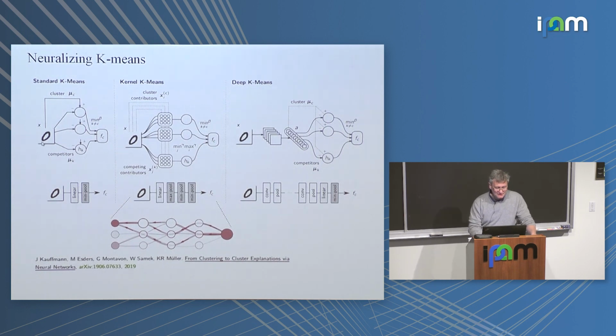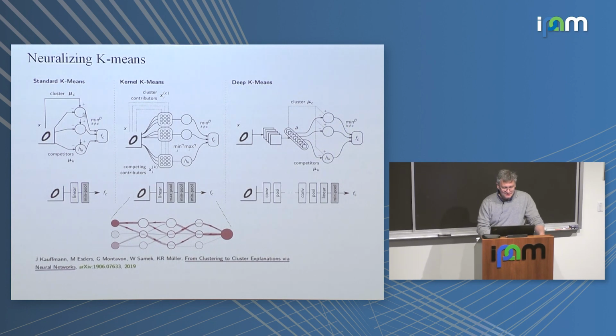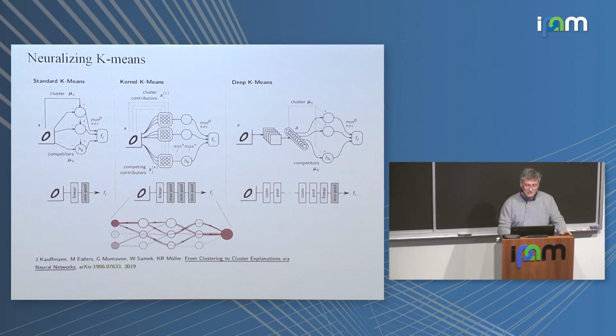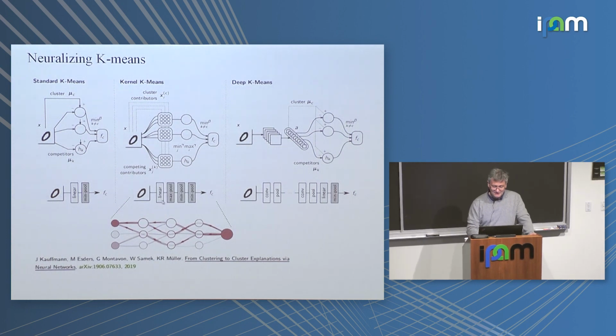So you have some data and some clusters, and basically you have a linear layer and a min pooling layer that does clustering. So that neural network can be analyzed with LRP. If you have kernel k-means, then you have some linear, some max pooling, min pooling, right? Or if you have deep k-means, then there's a neural network architecture, and then you have, again, a linear and a min pooling part.